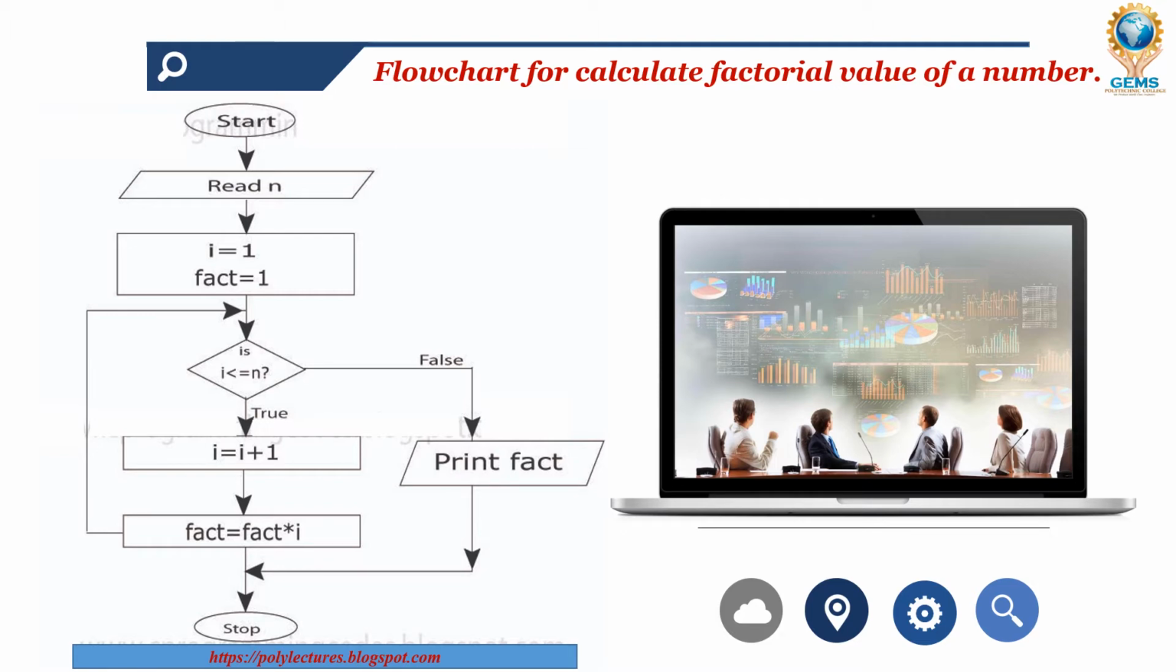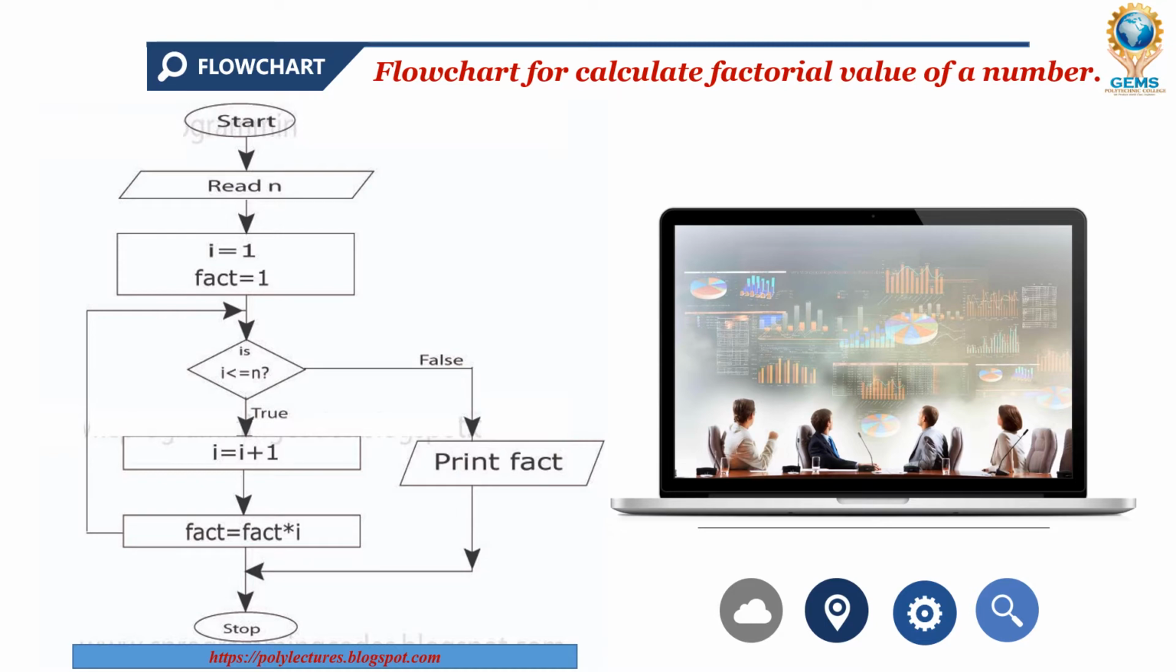It's a pictorial representation of the algorithm, that is called a flowchart. In a flowchart, each symbol has its own meaning and features. Start always begins with the oval symbol. Then we take the input from the user, so we use the parallelogram symbol. For processing, that is i equal to 1 and fact equal to 1, this is the processing part, so we use the rectangle symbol.